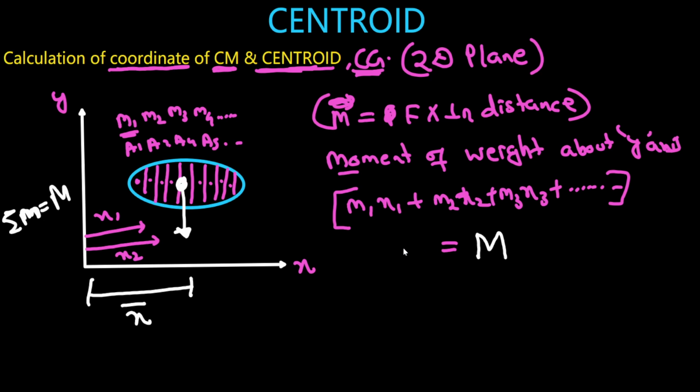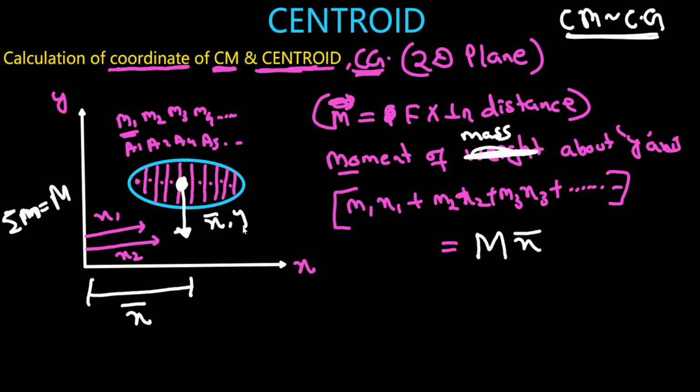So mass into the distance, the moment of the mass. I'm taking the moment of the mass. If I calculate the location of CM, it will be equal to the location of the center of gravity. This is the same thing. So I'm taking mass into the distance x bar. This is the x coordinate. Suppose this is the point, that's called the center of gravity of this plane. It has coordinates x bar, y bar, suppose.